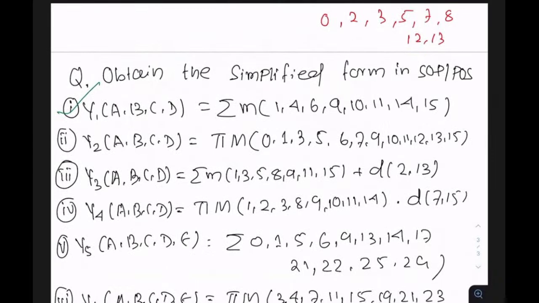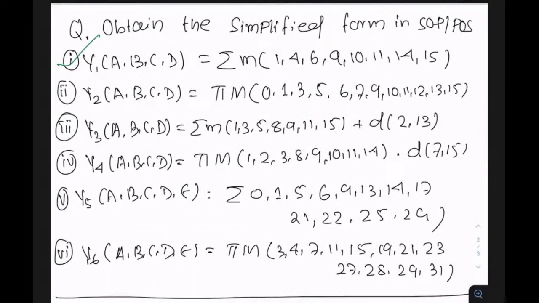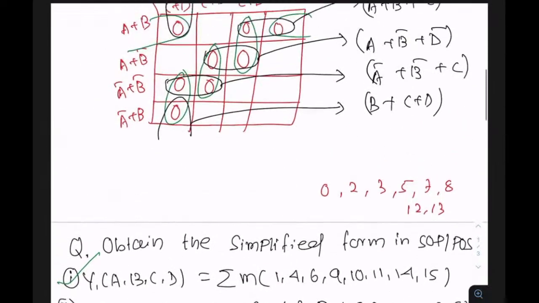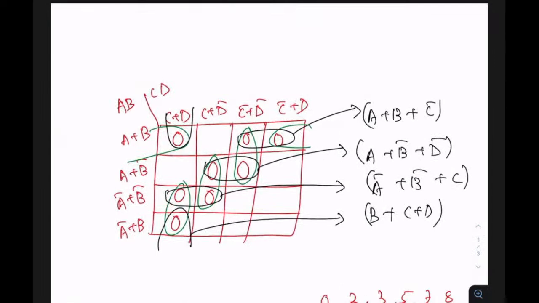So the second one I am not solving. It is almost the same category. You please solve it, or anyone. Can you tell me how many groups are possible in the second case? 0, 1, 3, 5, 6, 7, 9, 10, 11, 12, 13, 15. Anyway, let us solve it for practice purposes.